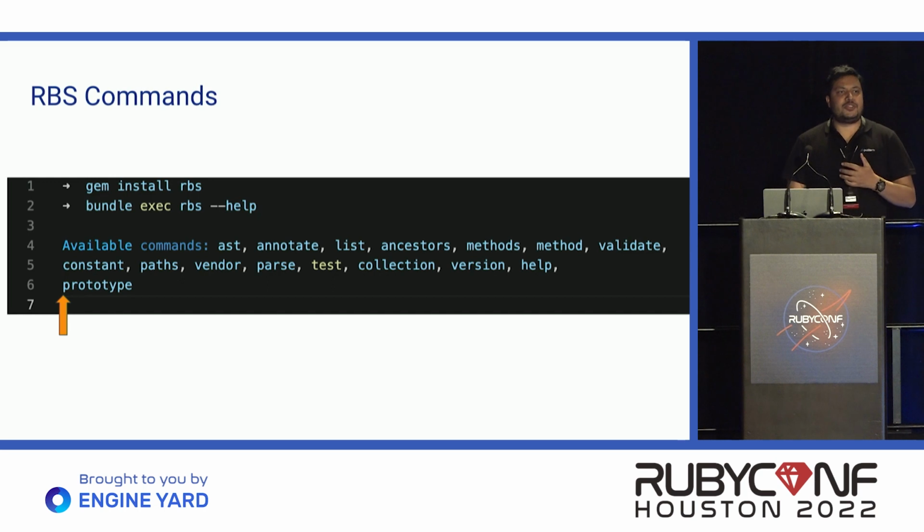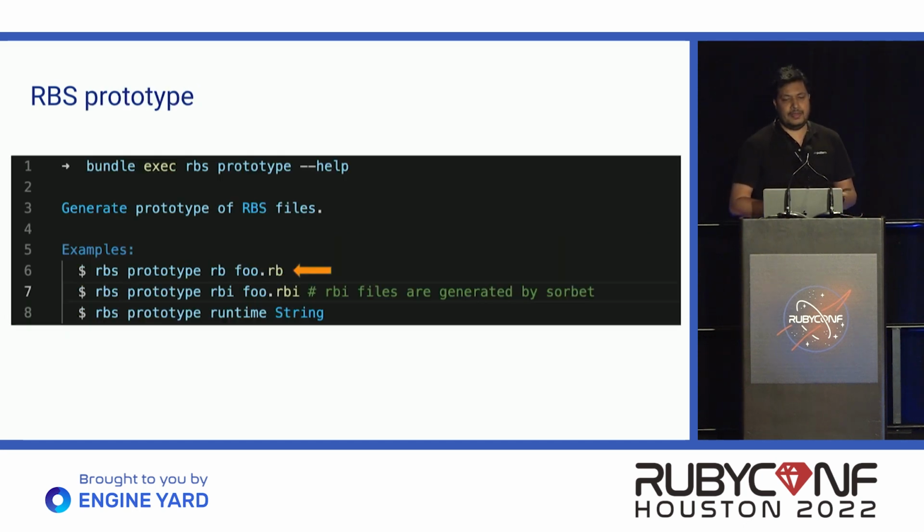So what options does RBS come up with? There are a lot of options which RBS provides, basically for parsing the code, seeing what kind of AST it generates, how to annotate, list, and probing the ancestors of the Ruby class. In the scope of this talk, we are mostly concerned about the kind of code which we are going to generate for our Ruby code. So we'll be focusing on the prototype option.